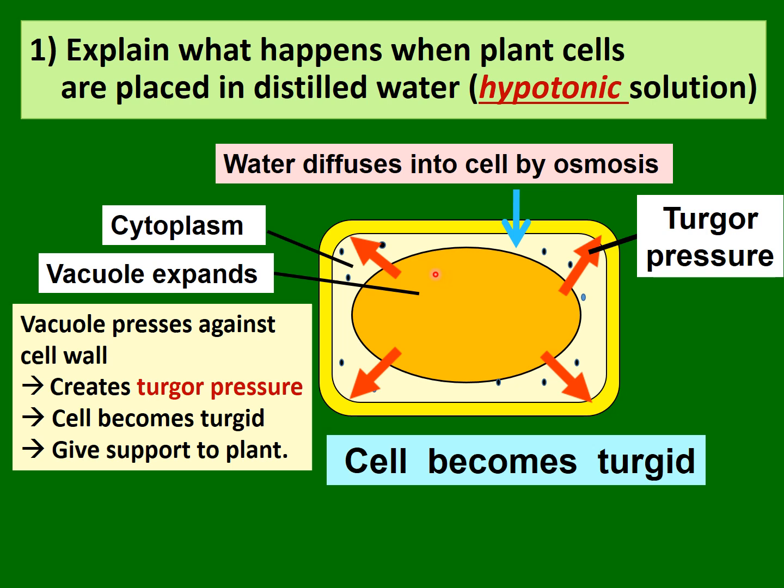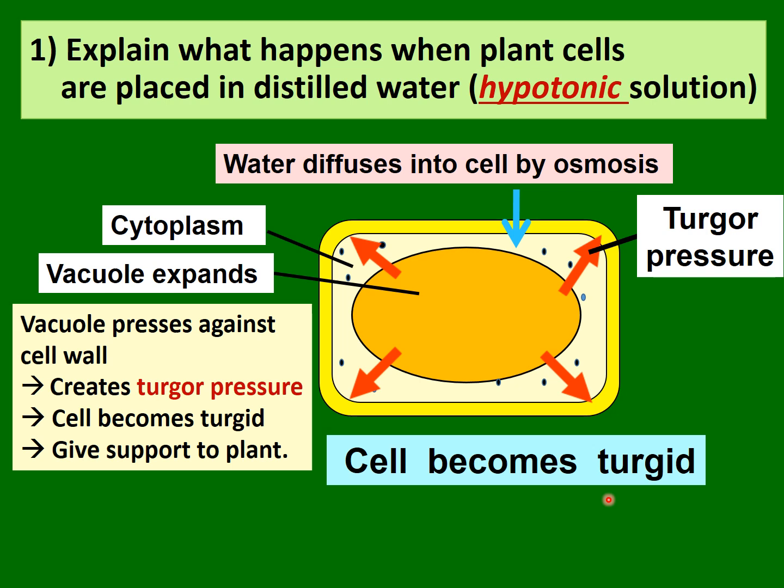Now, next, water diffuses into the cell by osmosis, and then explain the effects. So the water will enter the vacuole. So the vacuole expands, and the cytoplasm is also filled with the water. When the vacuole expands, it will press on the cell wall and cause turgor pressure to be produced. This makes the cell turgid.